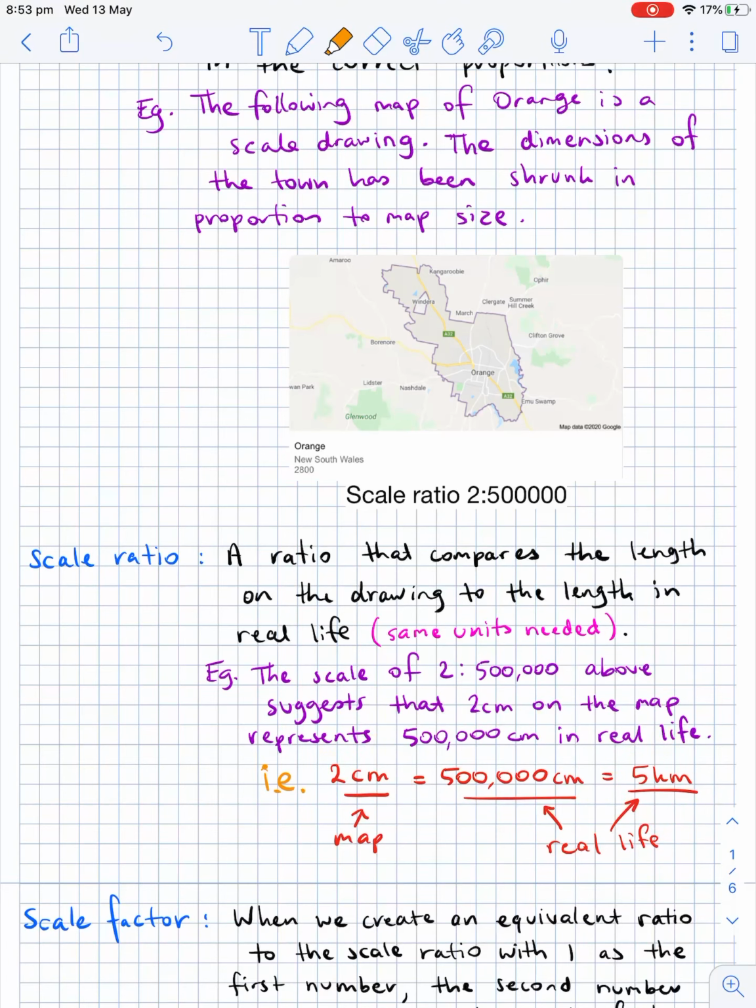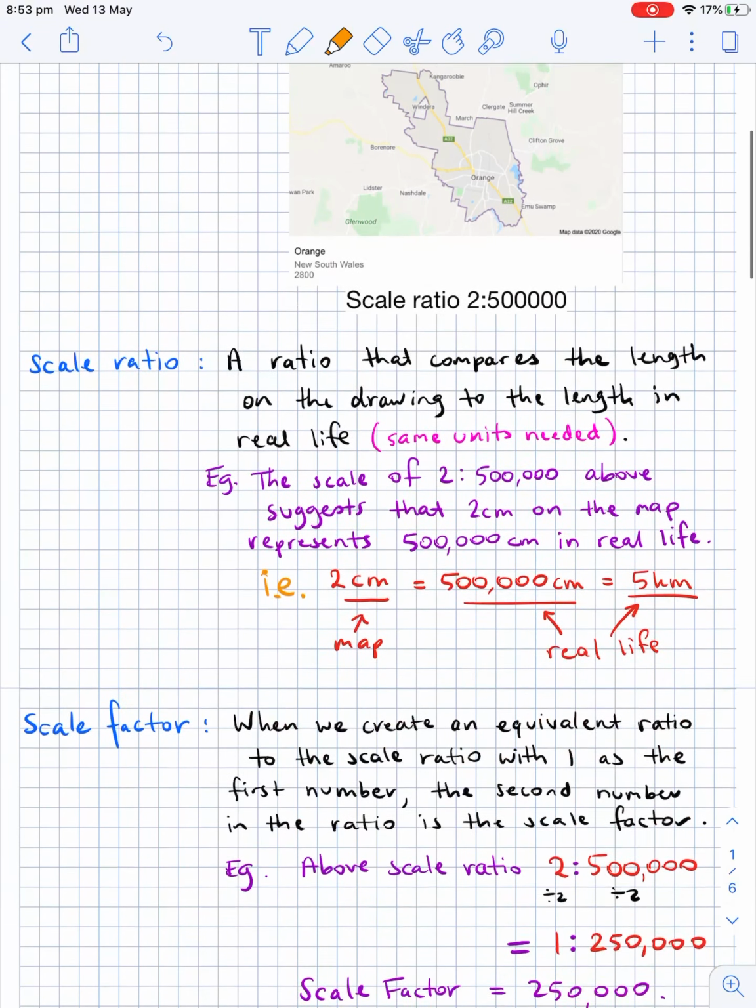And that kind of does make sense. Like maybe that length there, that kind of looks about 2 centimeters to me on this map. And from this spot here in real life to this spot here in real life, that would roughly be about 5 kilometers. And that makes sense. That's what our scale is telling us. So we need to be able to do these sorts of calculations ourselves.